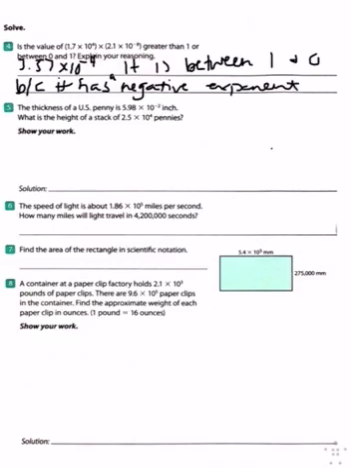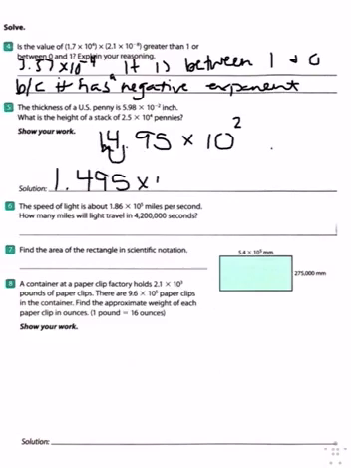Number 5, the thickness of a U.S. penny is 5.98 times 10 to the negative 2nd inches. What is the height of a stack of 2.5 times 10 to the 4th pennies? So I'm going to multiply 5.98 times 2.5 and get 14.95. I'm multiplying, so I add the exponents. Negative 2 plus 4 is 2. I need to move the decimal up one place so it's in scientific notation. 1.495 times 10 to the 3rd power.